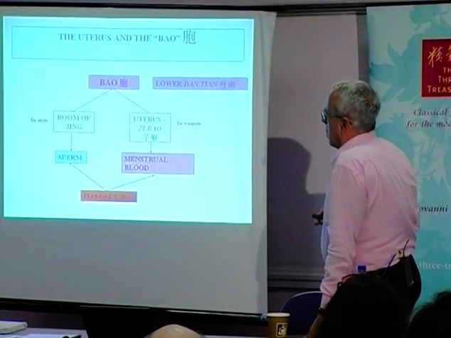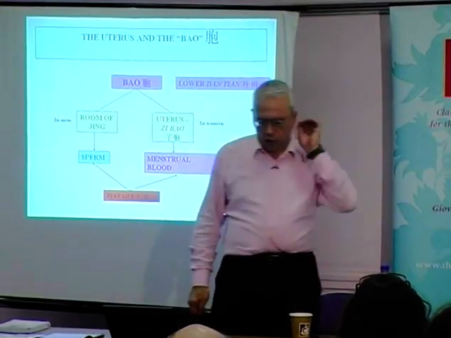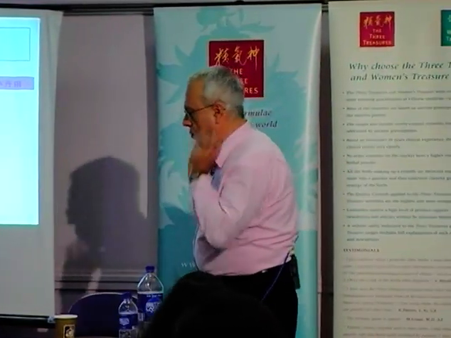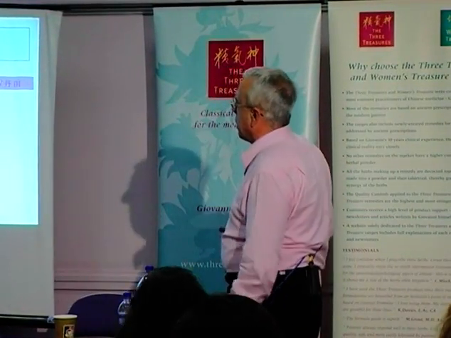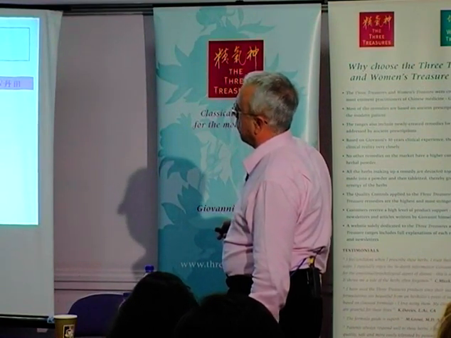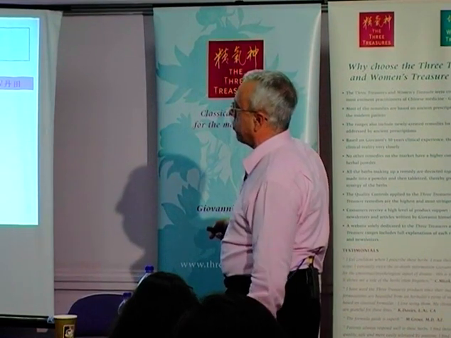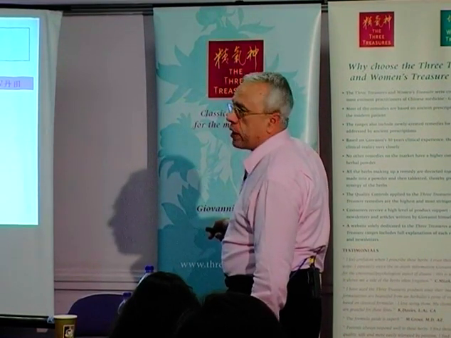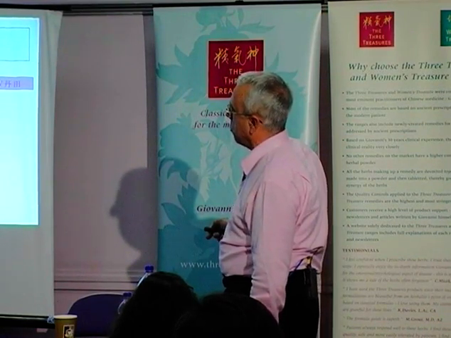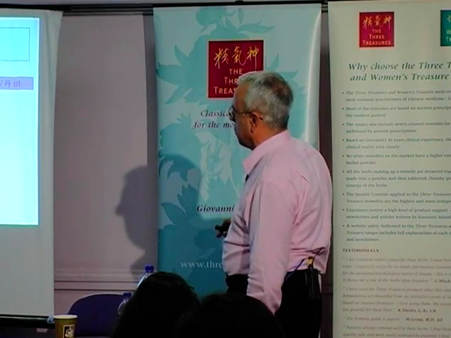For example, the very first chapter of the Su Wen says, when a girl is 14, the chong is flourishing and the ren is open, the tiangui arrives, the menstrual blood arrives, and she can conceive. When a boy is 16, the same, the chong is flourishing, the ren is open, and the tiangui arrives, the sperm arrives, and he can conceive, 14 and 16. So there is an equivalence here between sperm and menstrual blood.